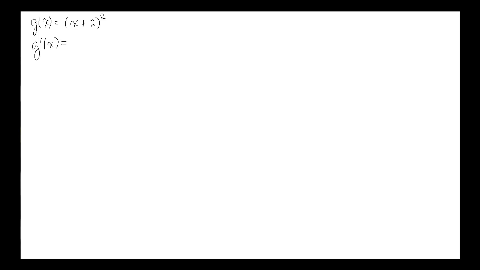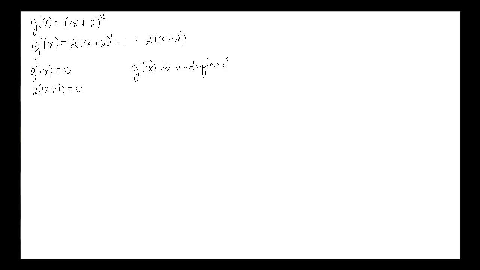So the first thing we need to do is find the derivative, because then we can tell where it's 0 or where it's undefined. I'm going to use the chain rule here, the general power rule. So the 2 comes down, leave the inside alone because I haven't finished with the outside yet. So the first power times the derivative of the inside, which is 1. So this is 2 times x plus 2. Now the next thing is critical numbers are places where g prime of x is 0 and g prime of x is undefined. So g prime of x is 0.